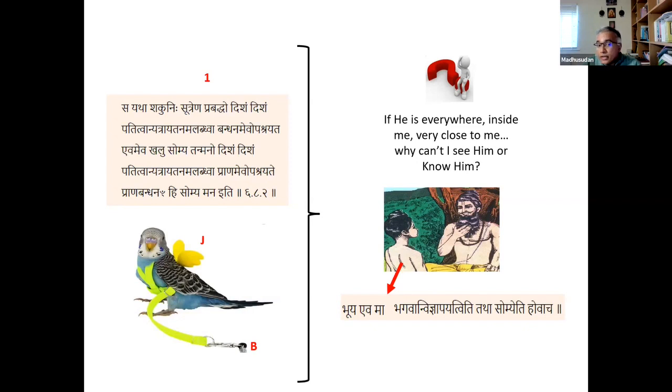So when Uddalaka has replied that you are very close to him in Sushupti, Shvetaketu immediately asks, if I am very close to him, why am I not able to see him or know him? Bhuya eva ma bhagavan vijnapayatviti. Tell me more, my dear father. Tell me more. So Uddalaka says, Tatha somya iti hovacha. So be it, my son. I will explain it to you further.